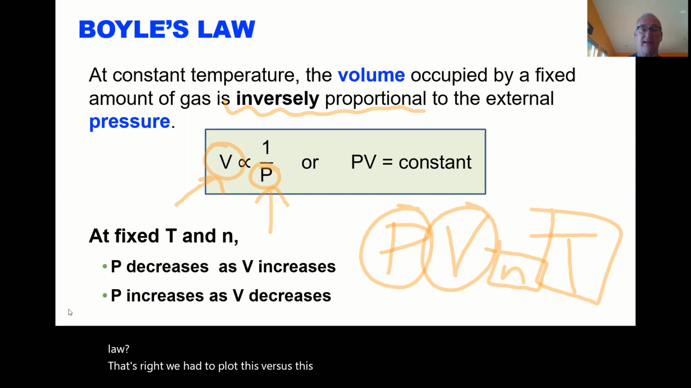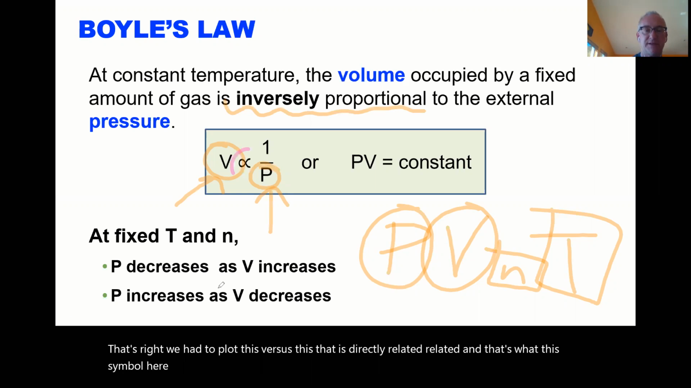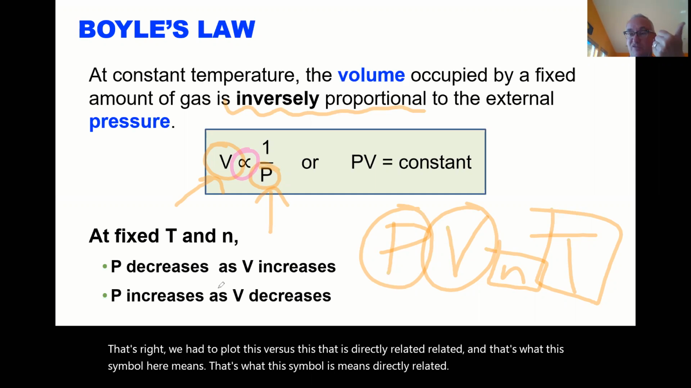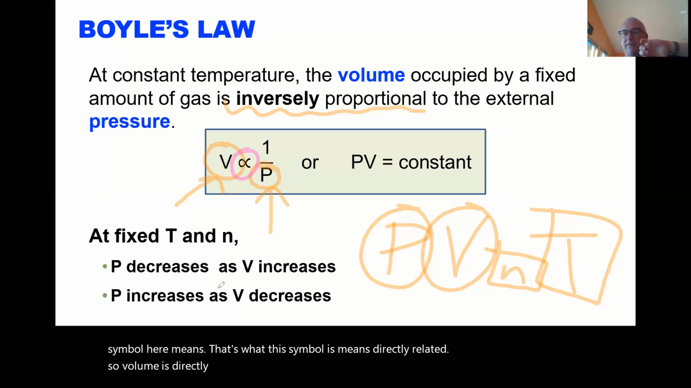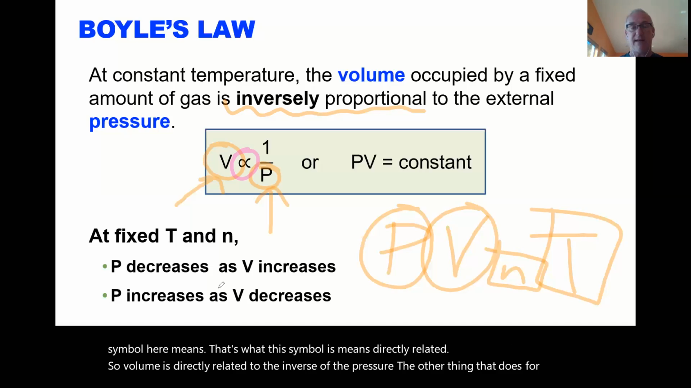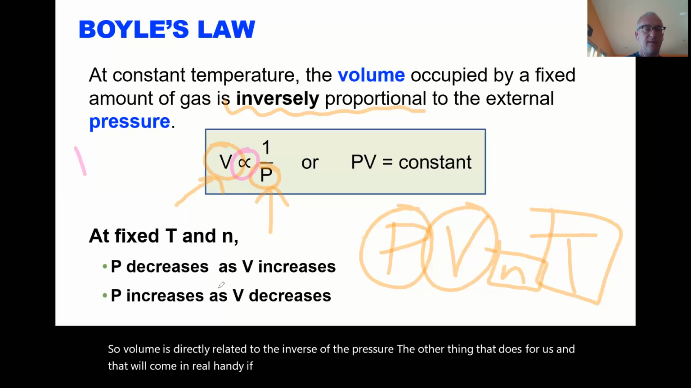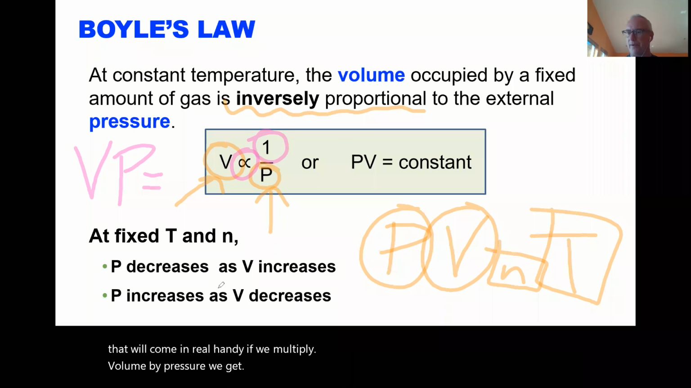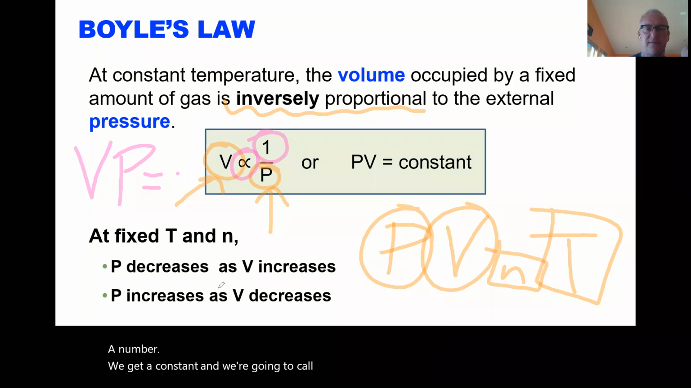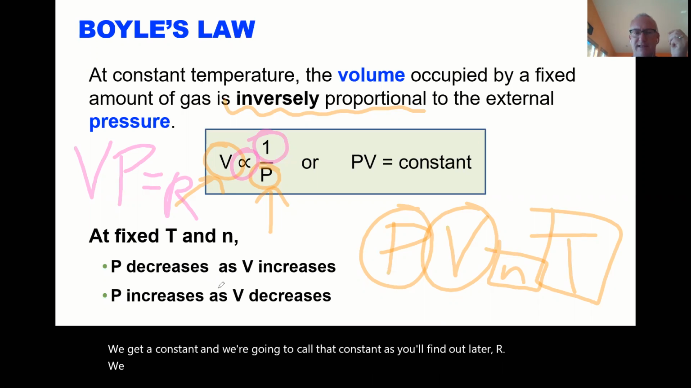That is directly related, and that's what this symbol here means. It means directly related. So volume is directly related to the inverse of the pressure. The other thing that does for us, and that'll come in real handy, is if we multiply volume by pressure, we get a number. We get a constant. And we're going to call that constant, as you'll find out later, R. We get a number that's always the same.